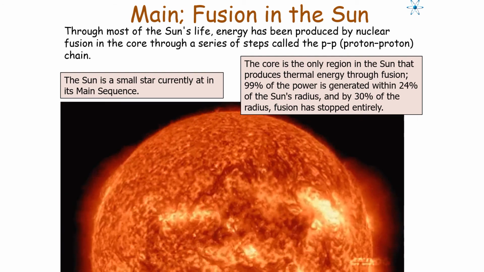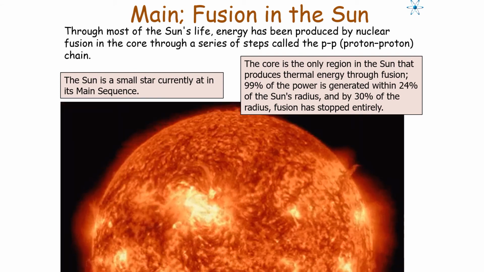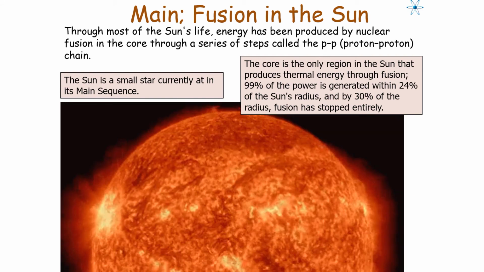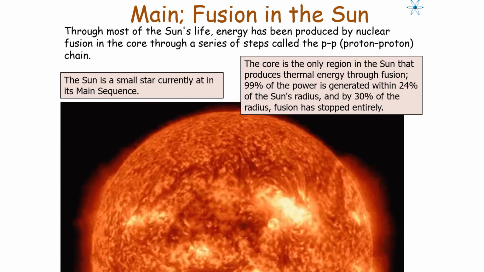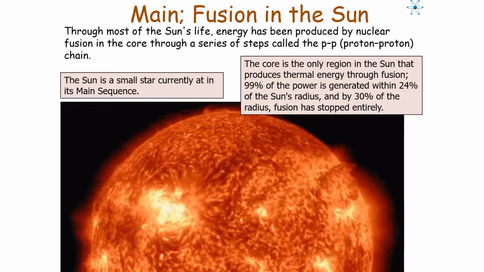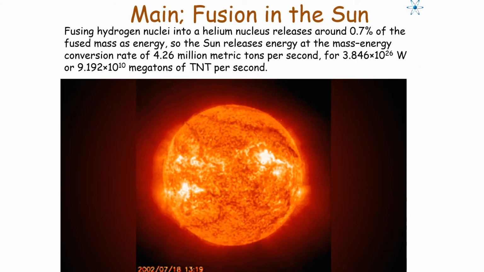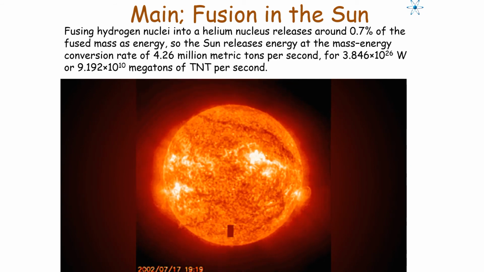Now the core is the only region in the Sun that carries out nuclear fusion and produces thermal energy. Now 99% of the Sun's power is generated within 24% of the Sun's radius, and by 30% of the Sun's radius the fusion is stopped completely, so it's only happening in the centre of the Sun. Now, fusing hydrogen nuclei into a helium nucleus releases about 0.7% of the mass as energy.